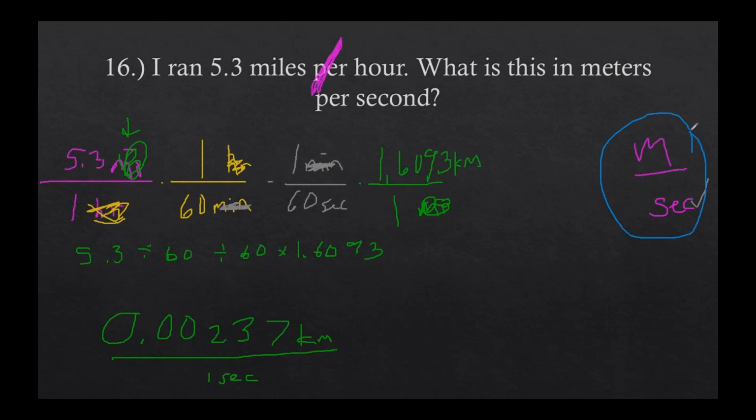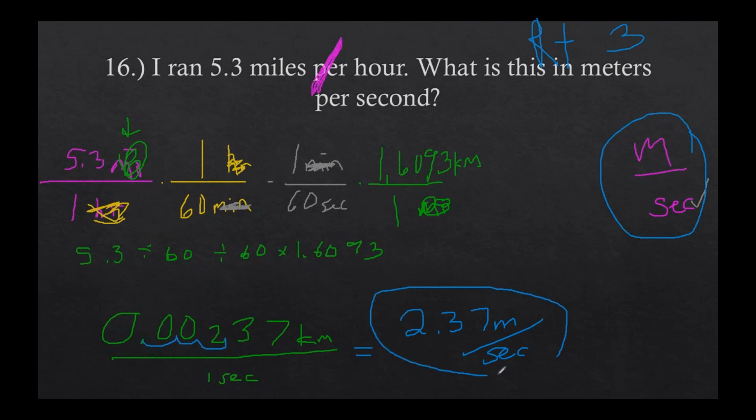So if I want to go from kilometers to meters, right, looking at your metric system, kilometers are way over on the left, meters are in the middle. That means I need to move right 3 places. So if I take my decimal point and go 1, 2, 3, that gives me a final answer of 2.37 meters per second. It's pretty in depth. There's a lot to that, but there it is. Okay.